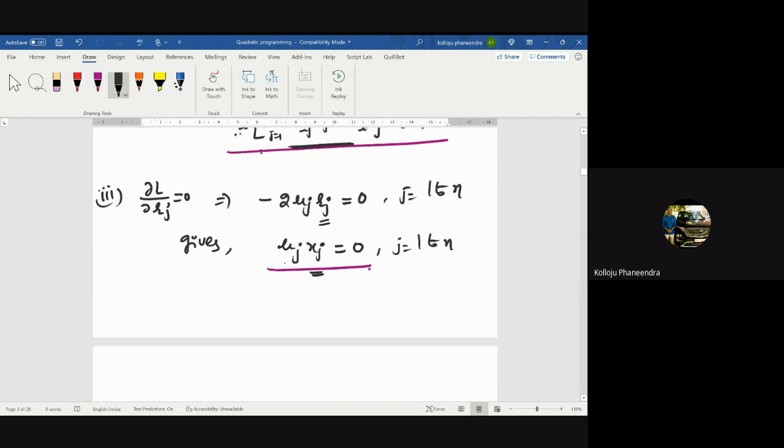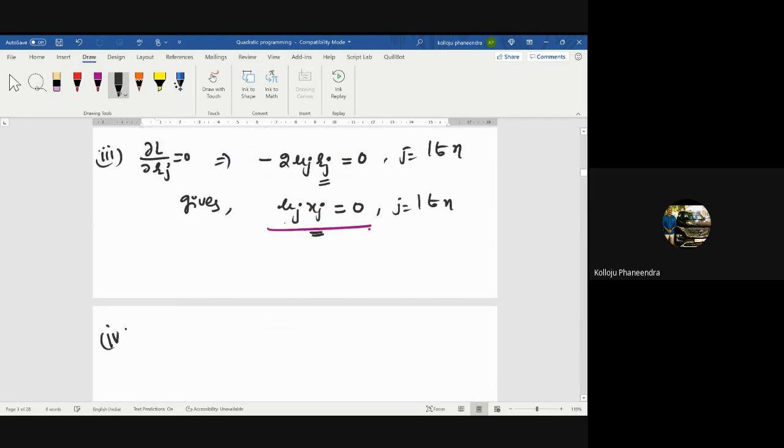And the fourth condition is the given constraints, like the same Kuhn-Tucker conditions. There is no change, but the extra is this: summation aij xj less than or equal to bi, j equal to 1 to n, for I equal to 1 to m. These are the constraints. This is another one, right?